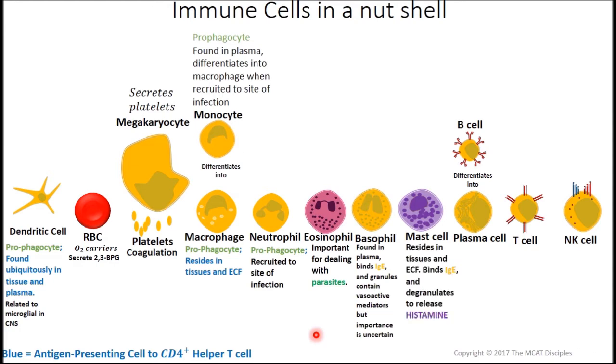The mast cell resides in tissue and the extracellular fluid space. It binds IgE and degranulates to release histamine, and it's very important in the inflammatory response. There's a major role there, and that's what we'll talk about with the mast cell.